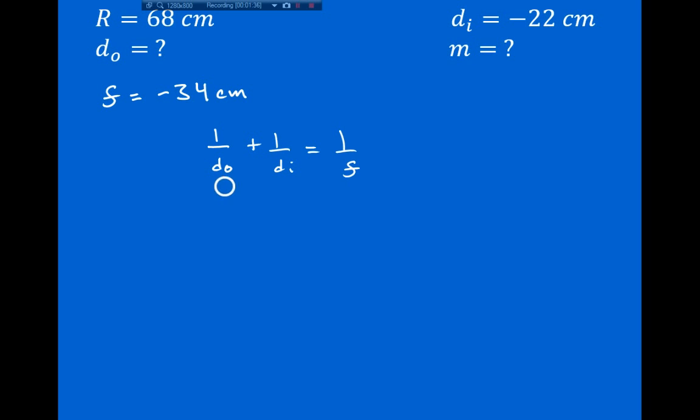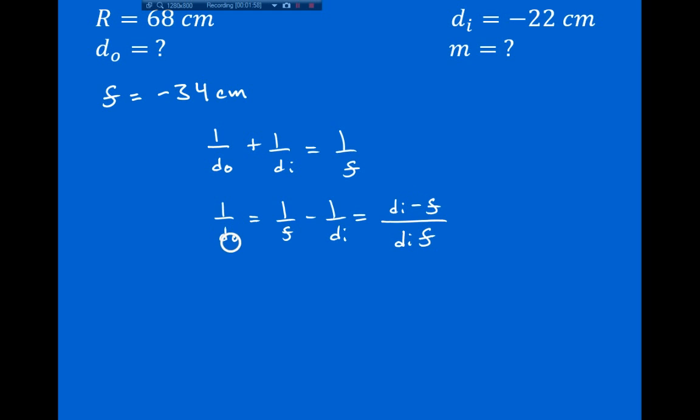So I'm asked to find the position of the object, so I see that 1 over DO is equal to 1 over the focal length minus 1 over DI. And I always like to establish a common denominator, so this is going to be equal to DI minus the focal length divided by DI times the focal length.